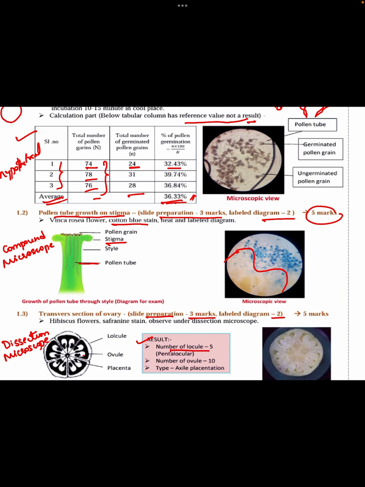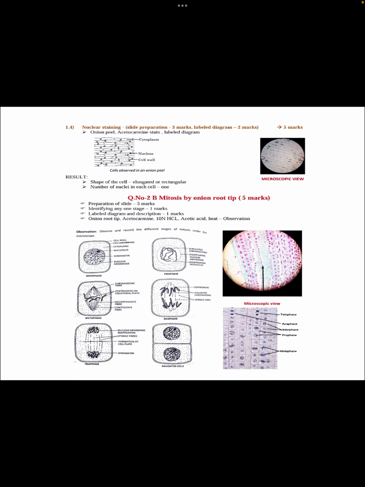The number of locules you have to show is 1, 2, 3, 4, 5. Number of ovules, it is 10, that is 2 per locule. Type of placentation, it is axial placentation.